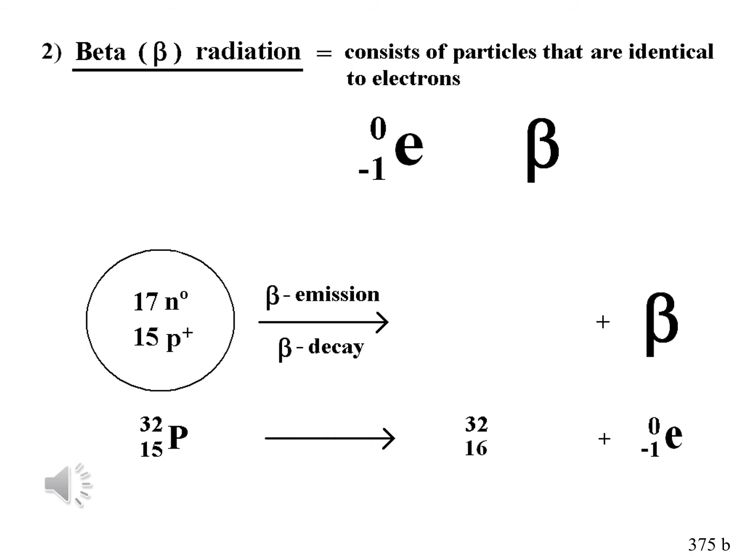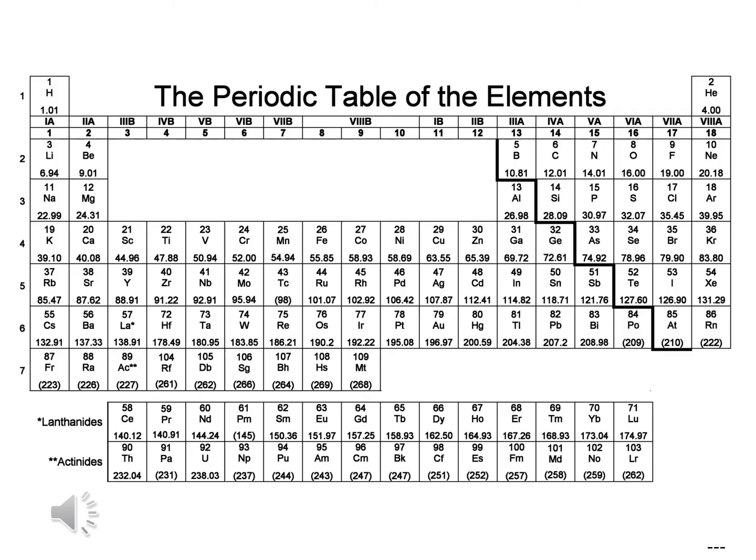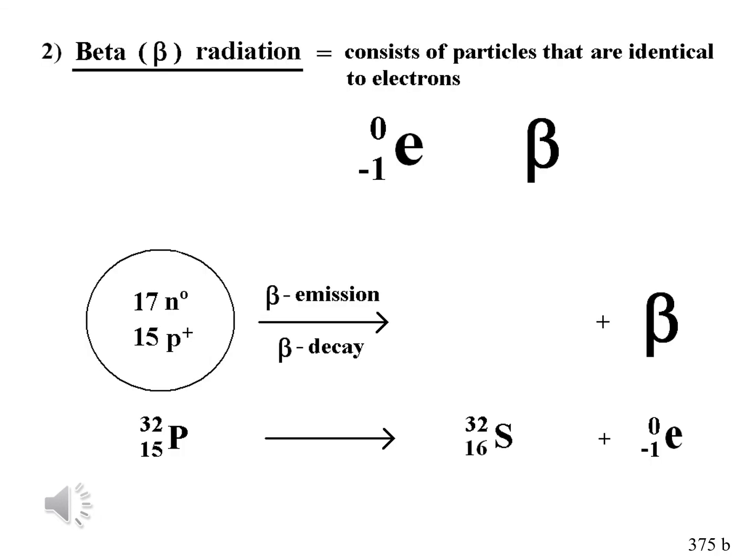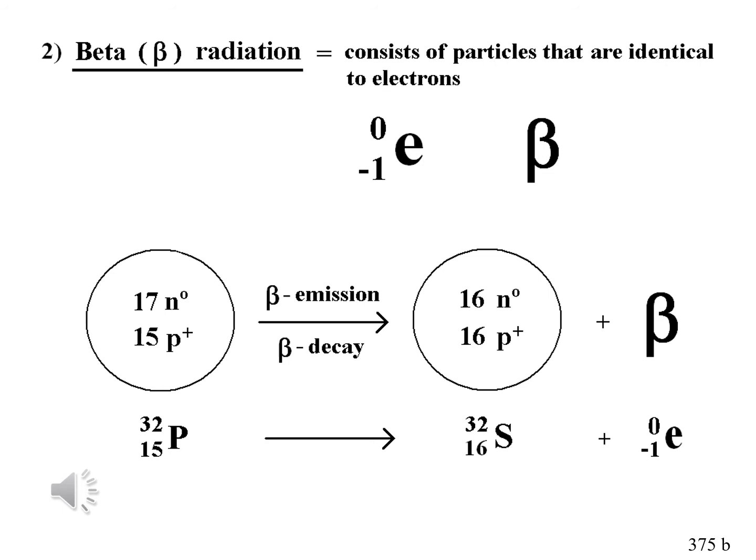And I want to look at what element that would be. So if you look at the periodic table, what is element 16? Element 16 is S, or sulfur. So that's what you would write. Now I want to ask, what does a sulfur nucleus look like? And I draw it in the next slide. The sulfur has 16 protons and 32 minus 16, or 16 neutrons.